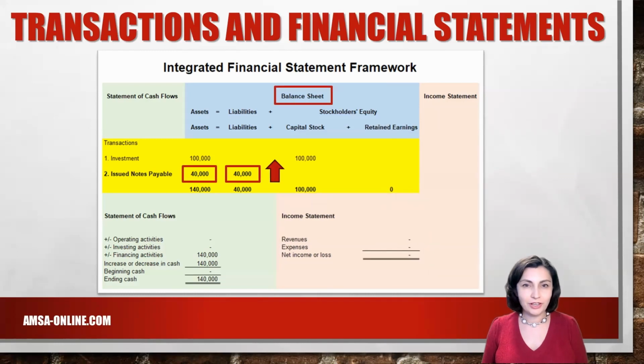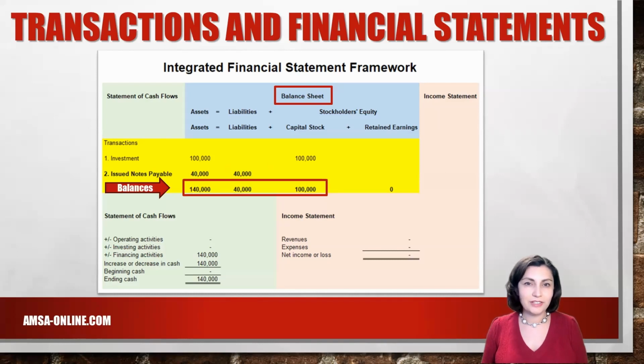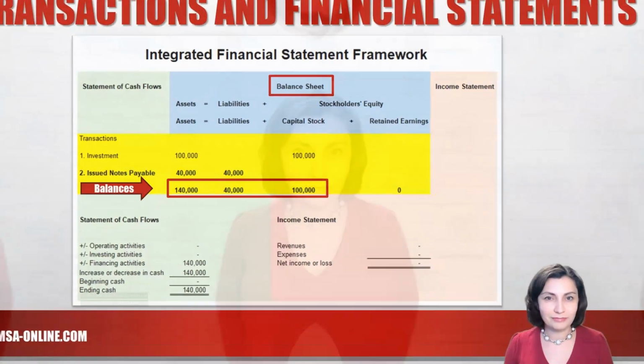Under the balance sheet column, cash, an asset account, and notes payable, a liability account, will increase by $40,000. This increases the cash balance to $140,000 and notes payable to $40,000. The capital stock balance remains at $100,000.